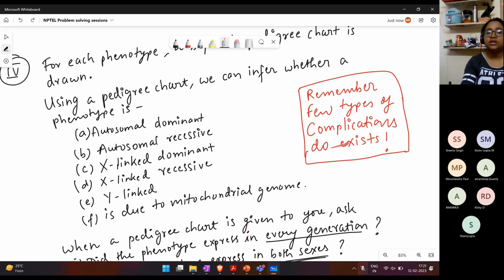Okay, but there are a few complications in this pedigree analysis, because of which sometimes it is not very easy to say whether it is autosomal dominant, autosomal recessive, or X-linked, Y-linked, etc.